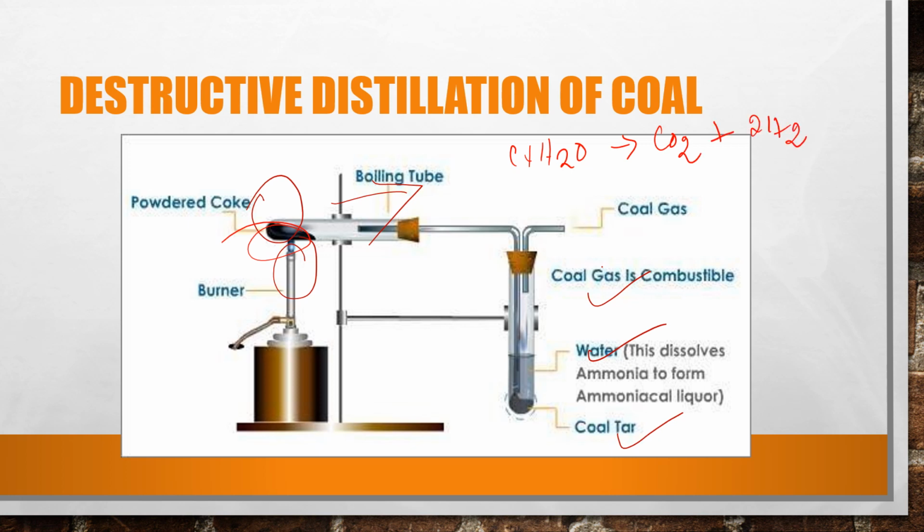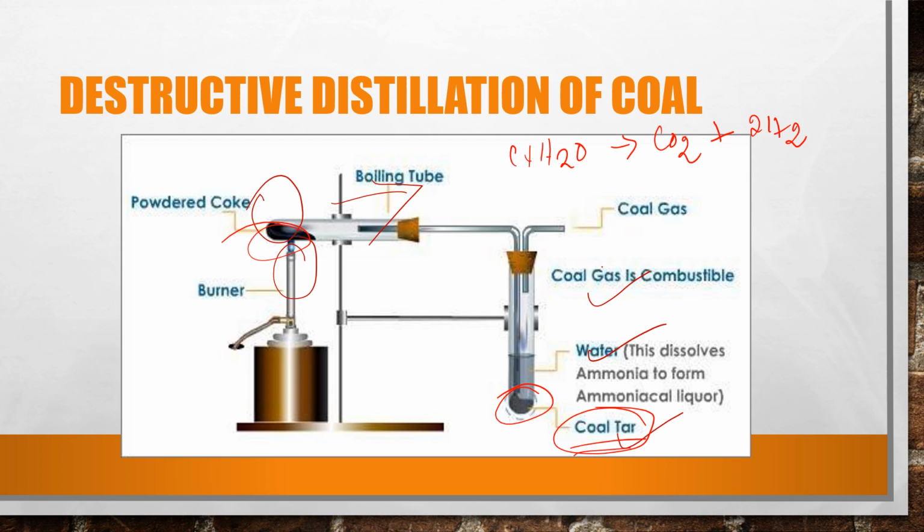And what is coal tar? Coal tar is a thick black liquid. It has an unpleasant smell. It is a complex organic compound, and that can be converted into simpler compounds for further use.